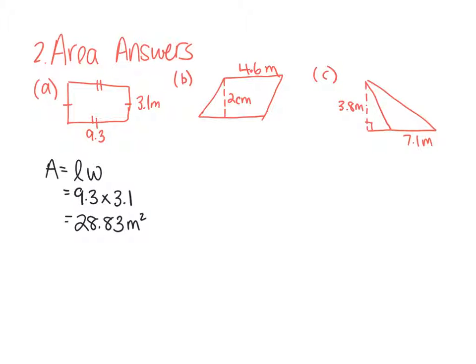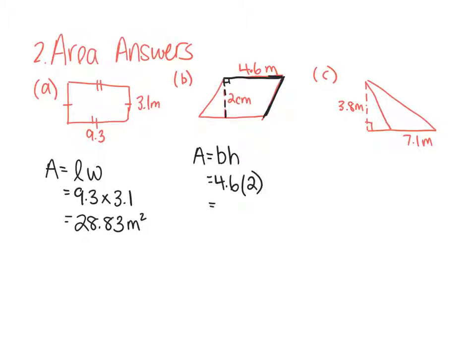Okay, and then B, we have a parallelogram, and the area of a parallelogram is base times height. So if we say that's the base and this is the height, the height has to be at a 90-degree angle to the base always. So this side couldn't be the height because it's not a 90-degree angle to the base. So we need the actual height. So the base is 4.6 times the height, which is 2.